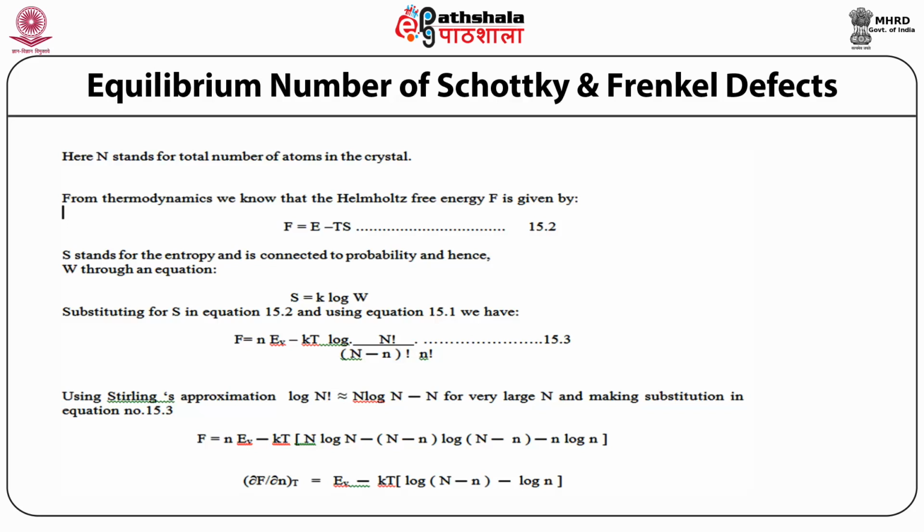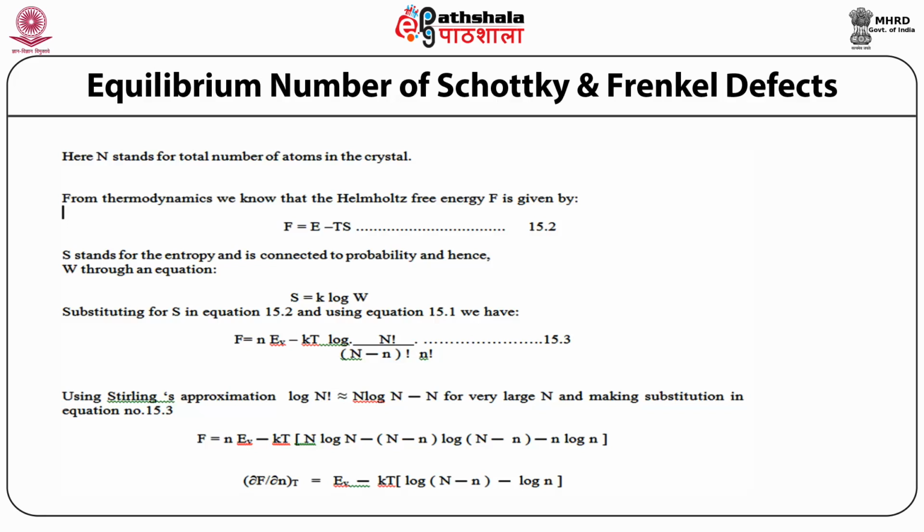Using Stirling's approximation, log of N factorial is approximately equal to N log of N minus N for very large N, and making substitution in equation number 15.3 gives us F equal to n into EV minus k into T within bracket N log of N minus N minus n log of n minus n minus N minus n log of N minus n.